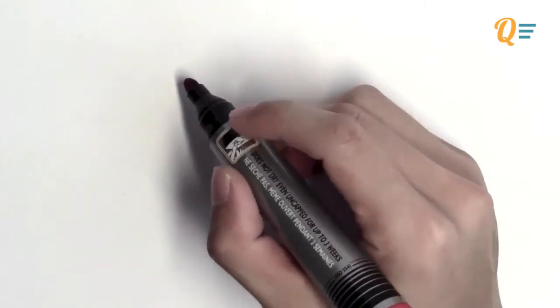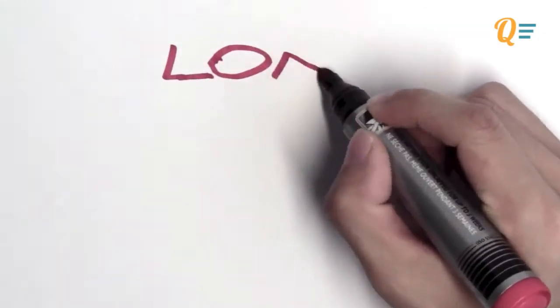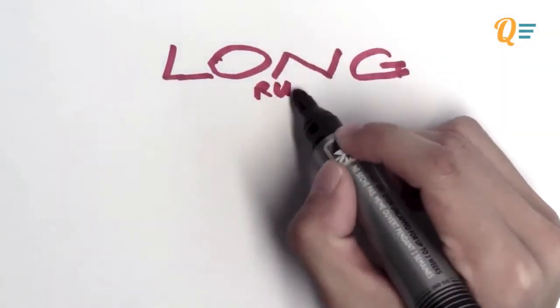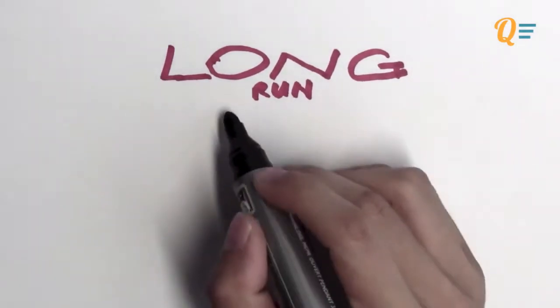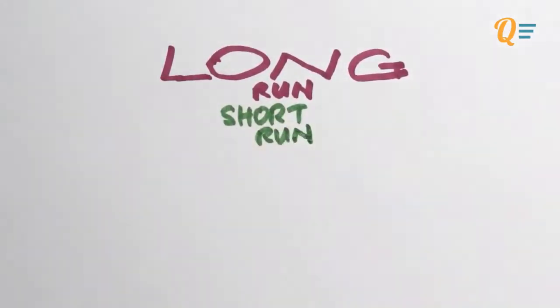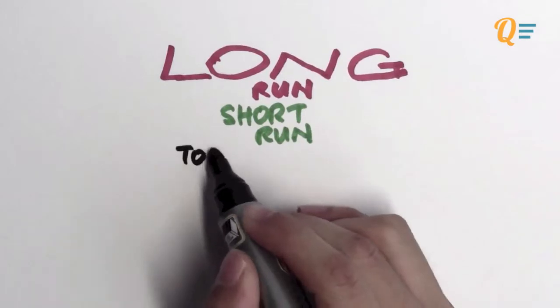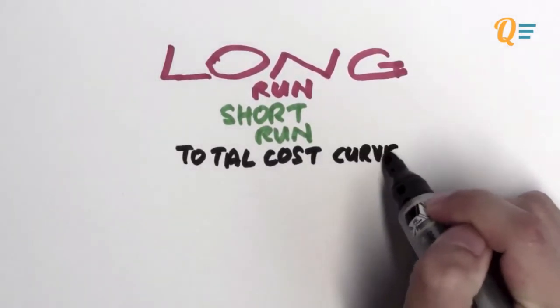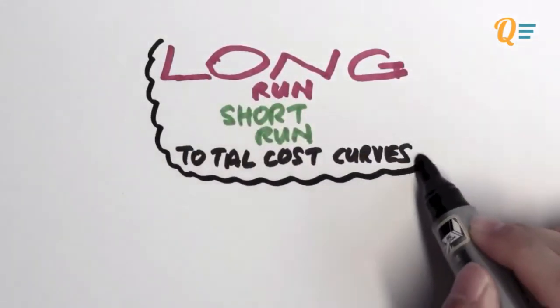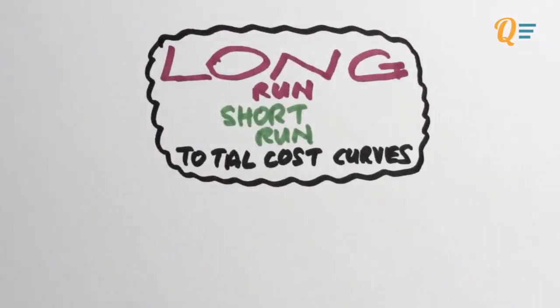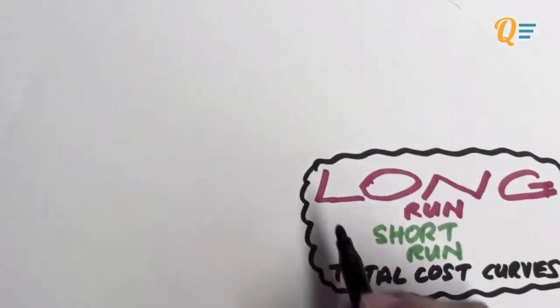Okay, so the purpose of this video is to pick up from where we left off, from the Isocost and Isoquant, and we'll be talking about the long run and short run total cost curves. Now, this video is going to be very important because this is going to determine how well you understand things like the marginal cost curves as well as the average cost curves for the long run and the short run.